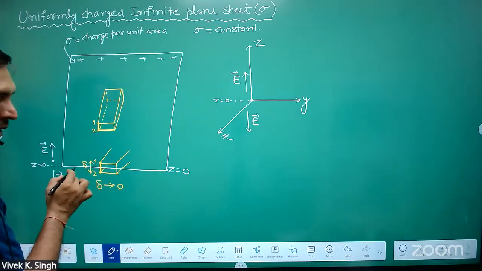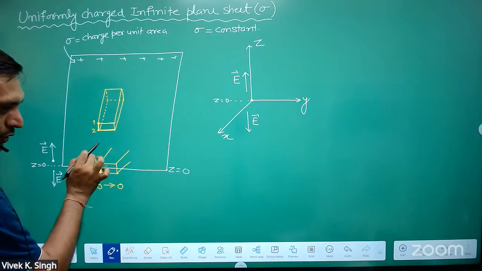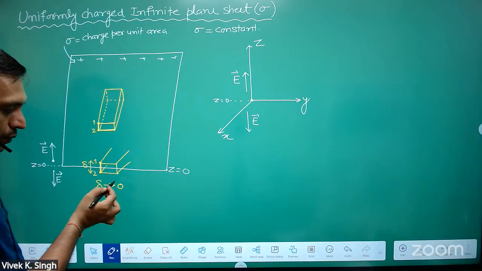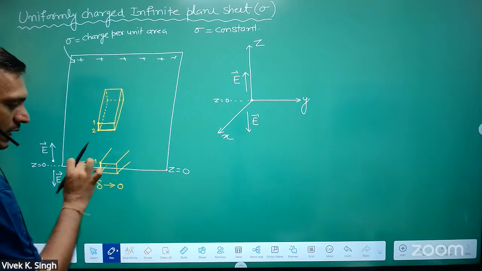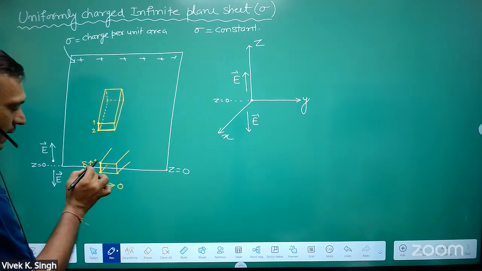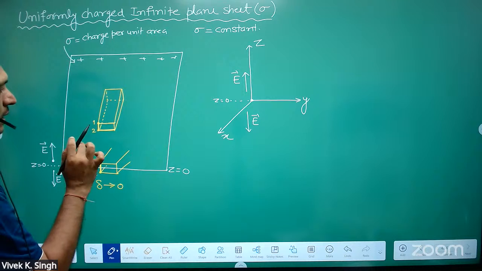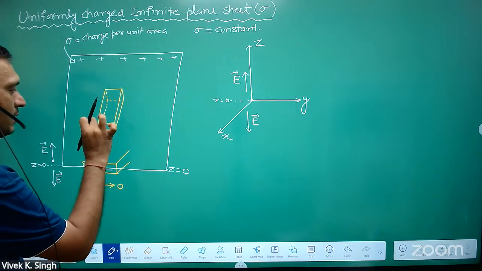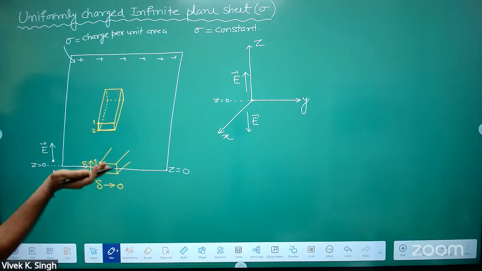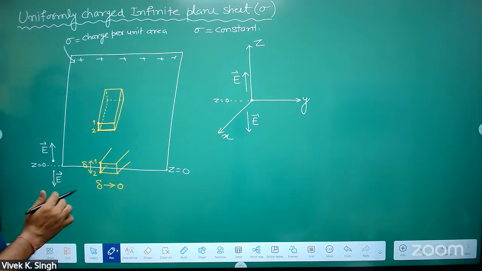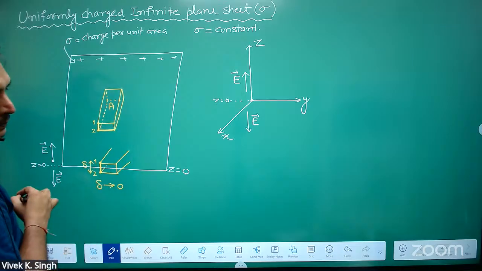ये क्या है? एक thin sheet है. तो जो बॉक्स की width होगी शीट के along, that is very thin. Delta tending to 0. तो ये width हम delta ले रहे हैं और ये delta जो है tending to 0. तो ये जो बॉक्स हमने कंसिडर किया है that extends equally above and below the sheet, just like this, equally above and below the sheet, and width is delta. और इसका जो अपर सरफेस एरिया है वो A है.